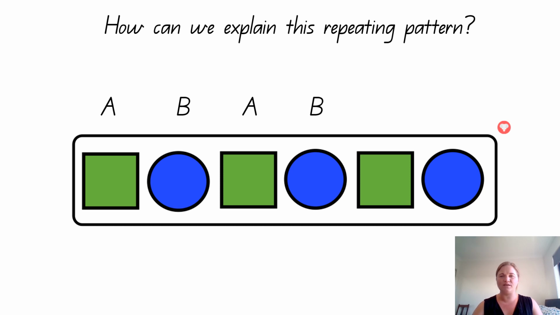Let's see if we can use the pattern that we've created with our letters to guess which one is going to come next. A, B, A, B, A, and the circle at the end is going to be the letter B. So if we were to explain this pattern to somebody, rather than saying it's a green, blue, green, blue, green, blue pattern, we can say that it is a repeating pattern of AB, AB, AB. It's an AB repeating pattern.